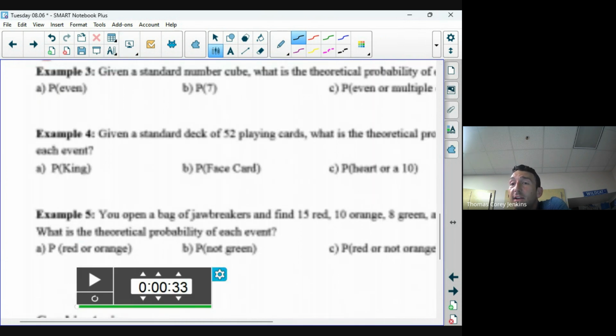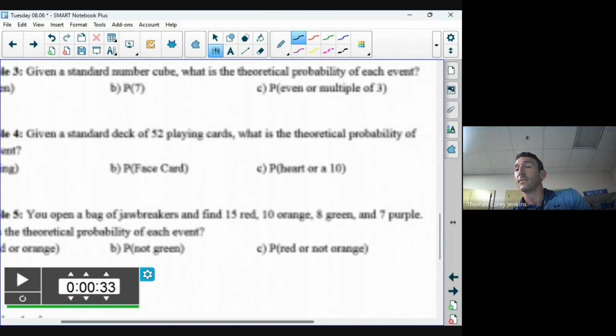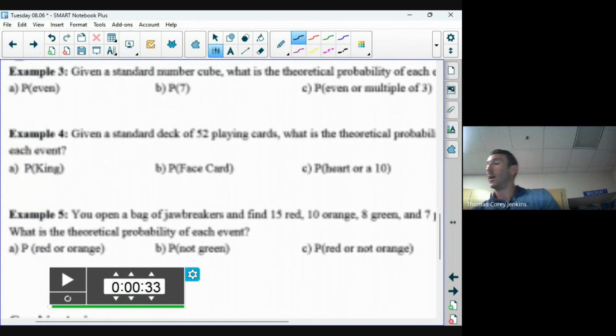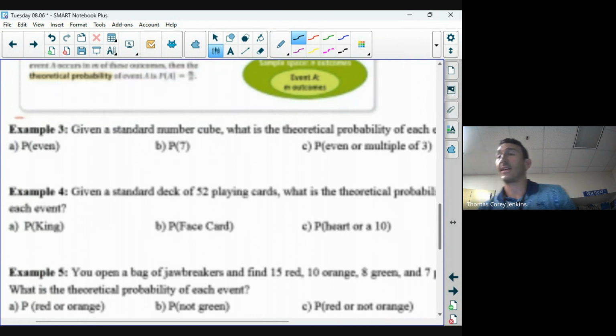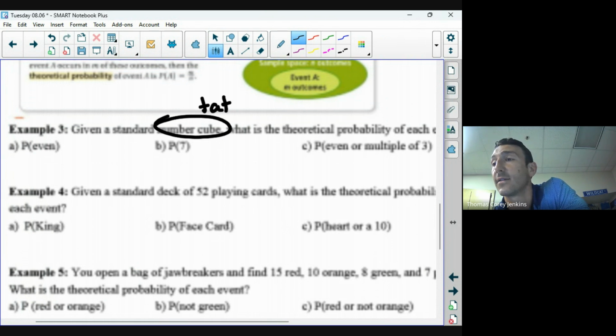Okay, in example 3, it says, given a standard number cube, that's a die, what's the theoretical probability of each event, right? So our sample space here, we just talked about that, is 6. Our total is 6. Okay, so how many out of 6 are whatever? Okay, our desired outcome in example A is that we roll an even number, right?